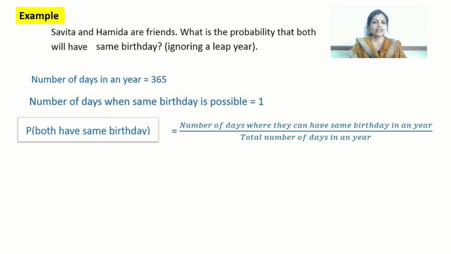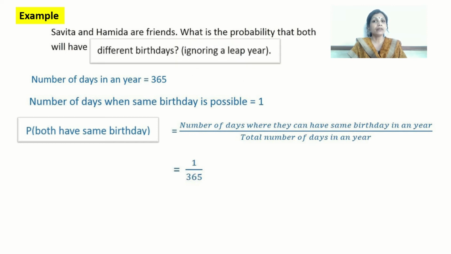Alright, and that is divided by total number of days in the year. So we'll write that 1 upon 365, and this is the probability that they will have same birthday. Now the second part of the sum, what is the probability that they will have different birthdays, and again ignoring the leap year. So their birthday will not come on the same day, they will have birthdays on different dates.